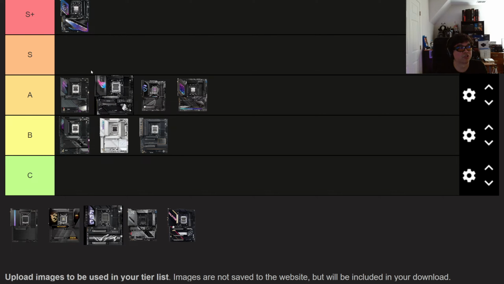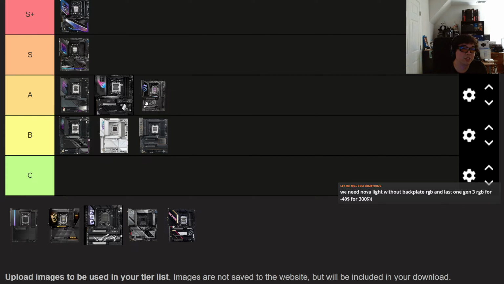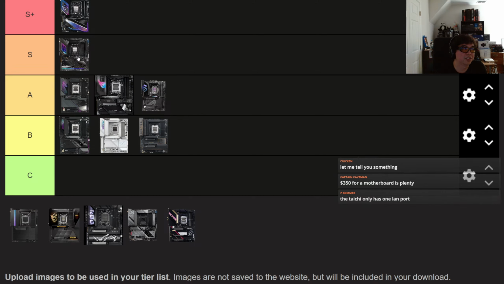Which is ironic because all 4 of these are almost the same price. The Taichi is $50 less than the other 3, which is why it does seem like it is a better value, at least up front. It's also an extended ATX, so it actually has slightly more surface area for the heat sinks. The M.2 heat sinks are larger. They cover more area. The VRM heat sinks are really big. The other thing about the Taichi is it is the only one that is like 24. I think it's like 24 plus 2 plus 1 VRM.